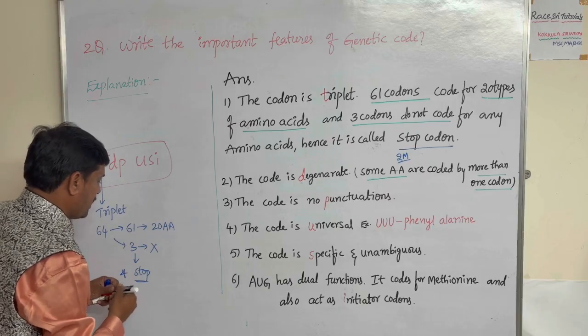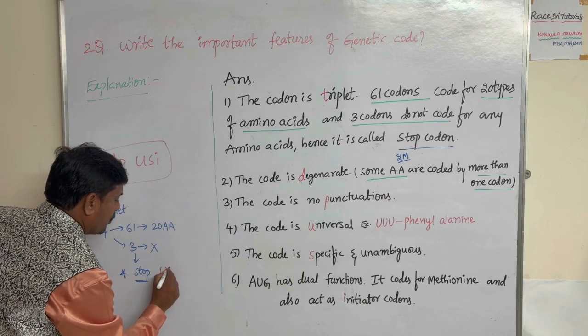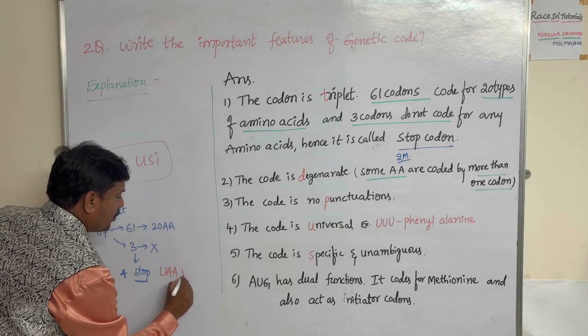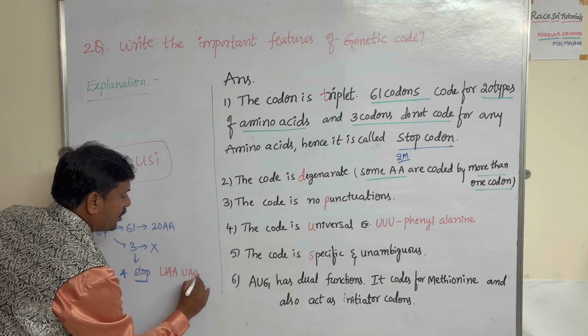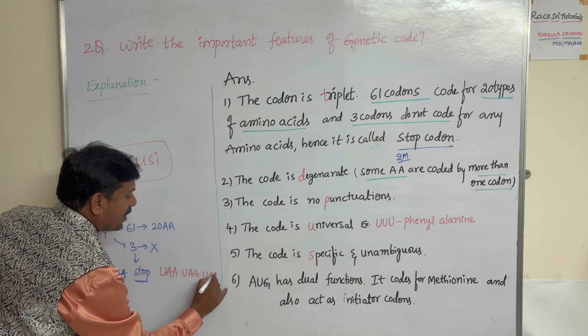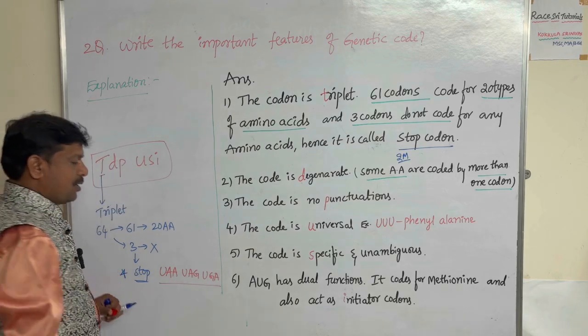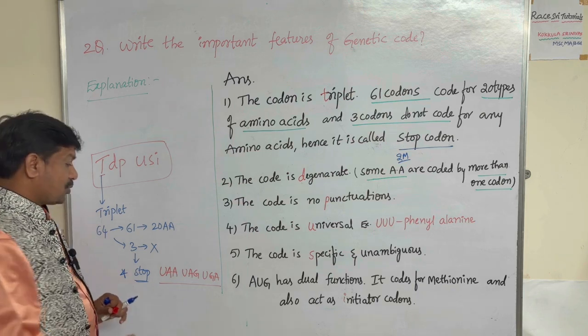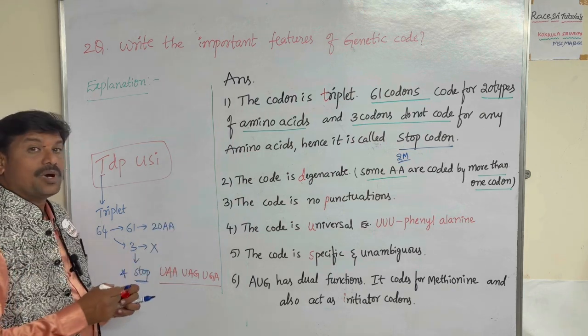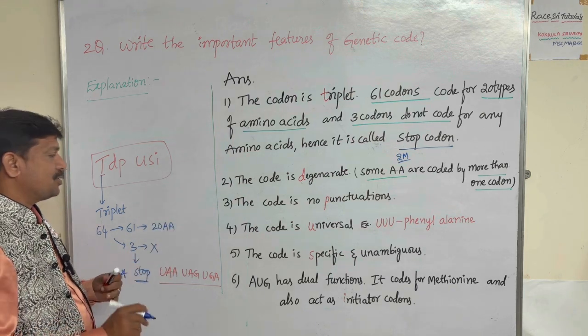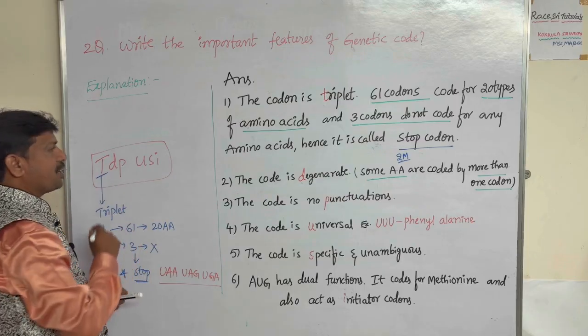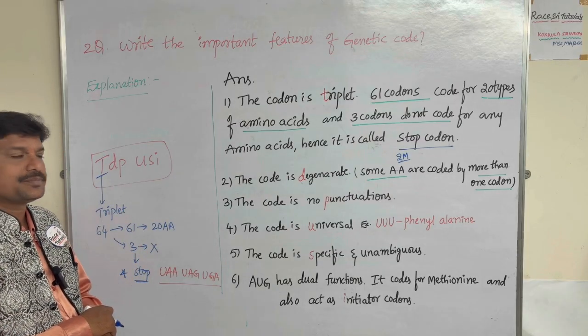UAA, UAG, UGA. So these are the stop codons, a 2 marks question, along with 4 marks also. Just check T for triplet. This is the first one completed.